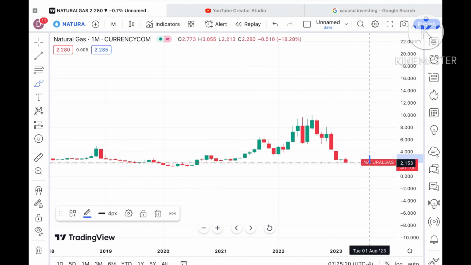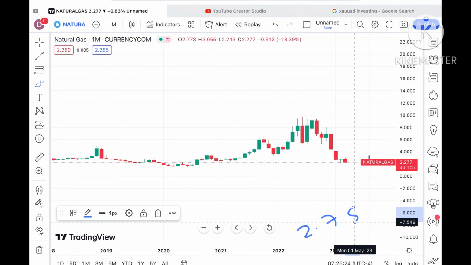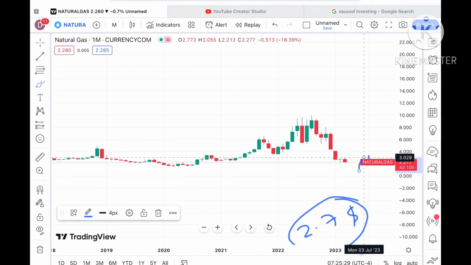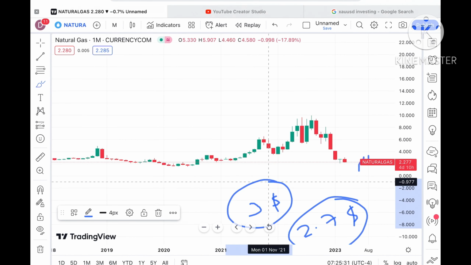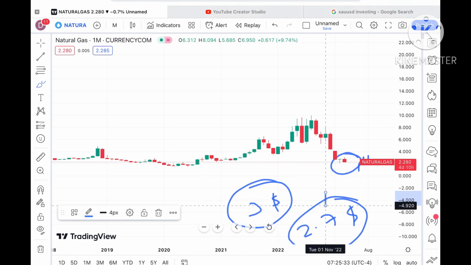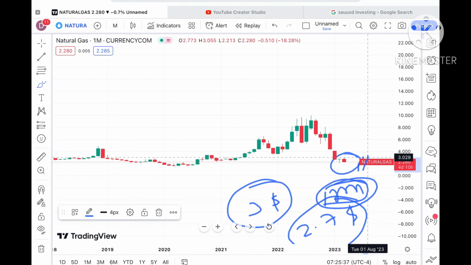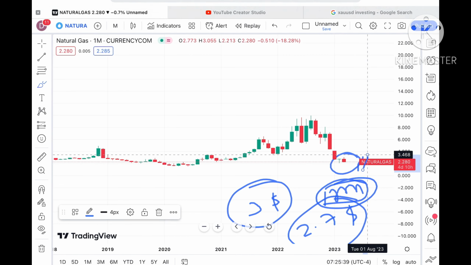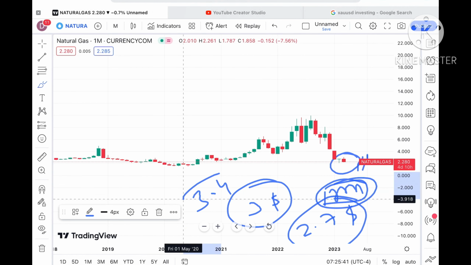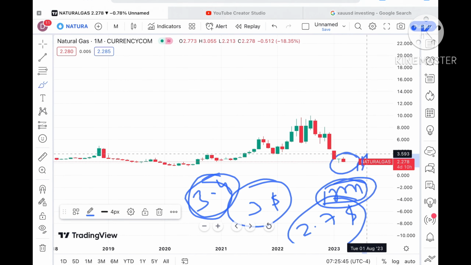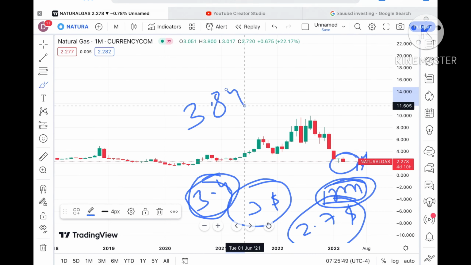Suppose the price sustains this particular level, what we can see is it can cross a level of $2.7, which is already a weak resistance, and once it crosses that zone it can touch a level of $3. This $3 is already a zone high. Once it crosses that $3, chances are very high it can cross a level of $3.4. This $3.4 is already a weak resistance, so chances are high that it can cross that zone and touch a level of around $3.43.